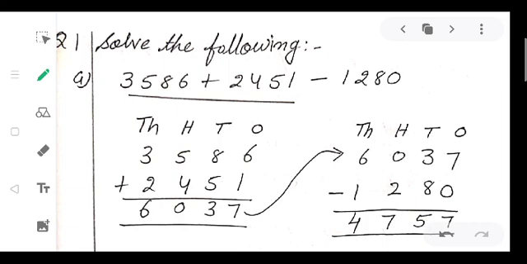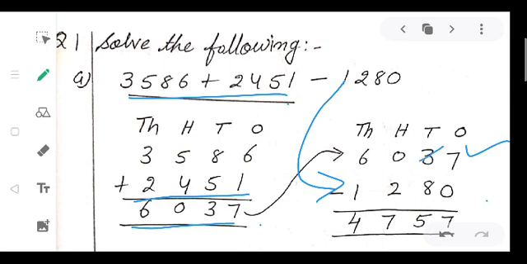The solution is given here also. This is solved here. Firstly add these two, you got this answer, then write the addition sum at the top and then subtract the digits of 1280 from this.